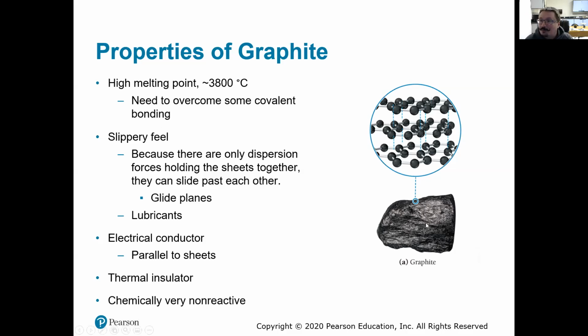That's why it's a much more brittle solid. But those planes themselves are covalently bonded. They're still very strong. It still has a very high melting point. This is a good insulator, very non-reactive. Because those planes can glide, this makes a good lubricant. That's why you'll see things like graphite spray.